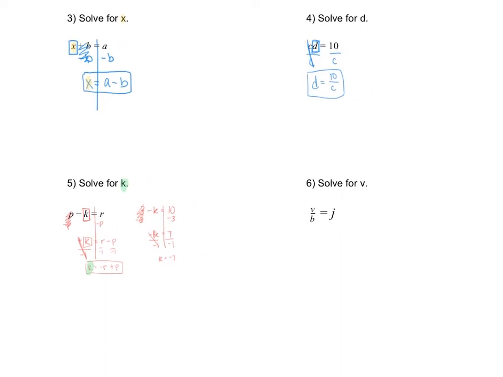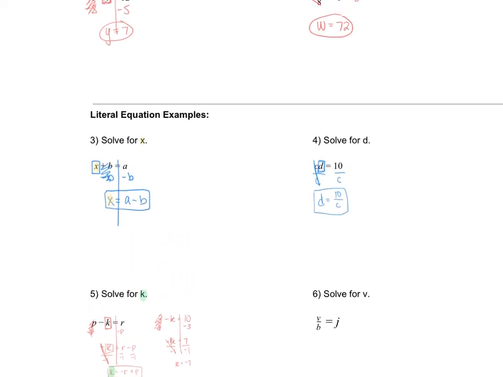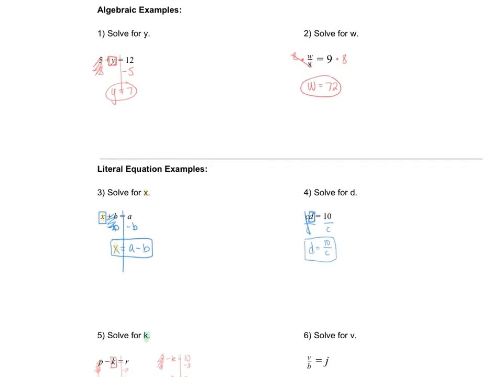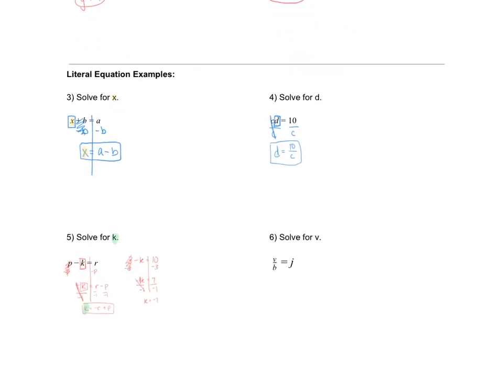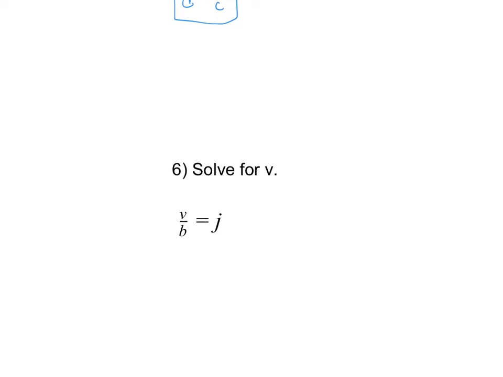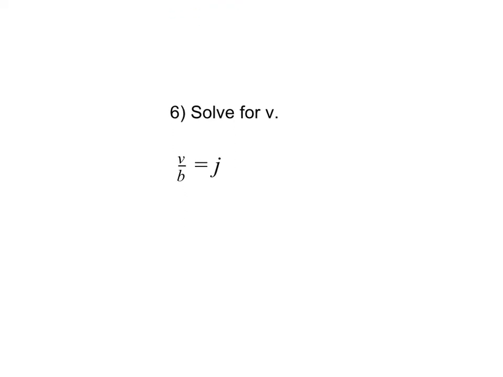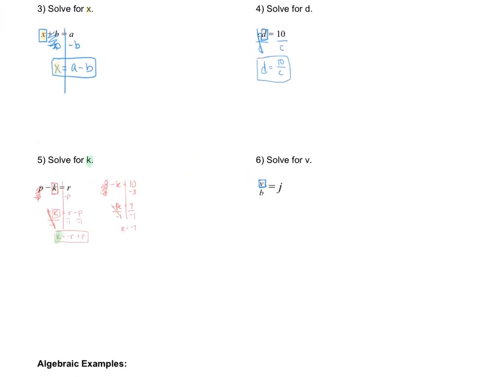Let's look at number 6. Number 6 is very similar to our example we did with the numbers, right? So looking at this example, it says solve for v. So in this one, I have v over b equals j. And I'm going to go ahead and put my box around the v. That's the one I'm trying to solve for.